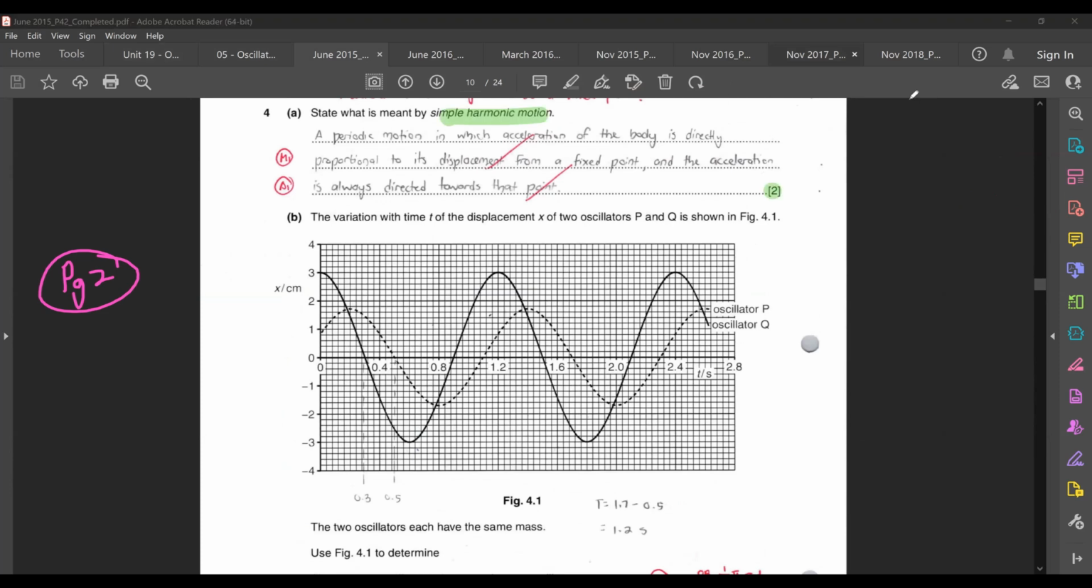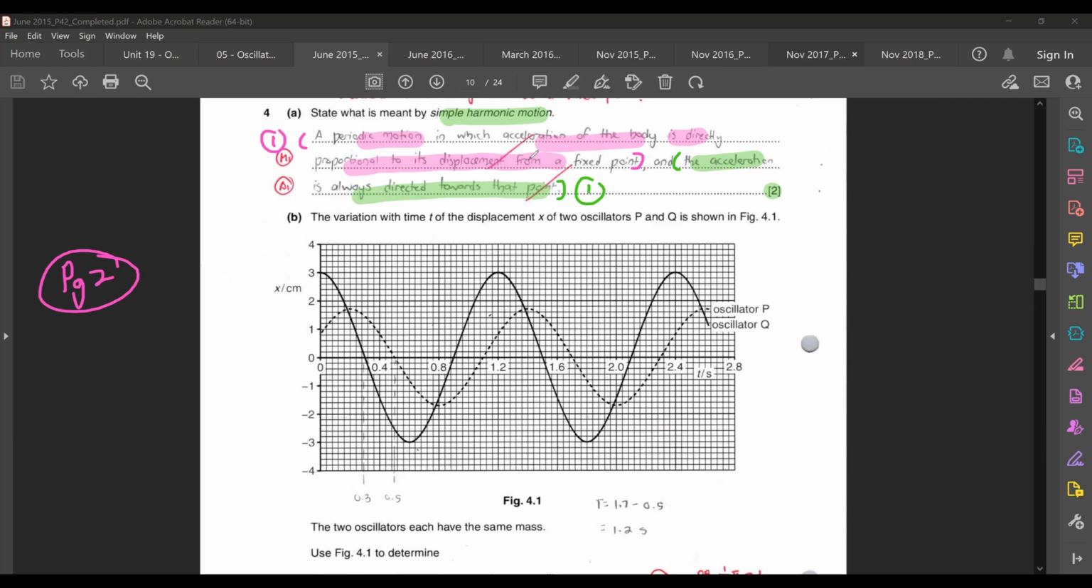It's worth 2 marks. You can actually just copy out the definition from your notes, where you say it's a periodic motion in which the acceleration of the body is directly proportional to displacement from a fixed point, and the acceleration is always directed towards that fixed point itself. So this one is 1 mark, where you say acceleration is directly proportional to displacement, and acceleration is always directed towards that point. This is another mark.